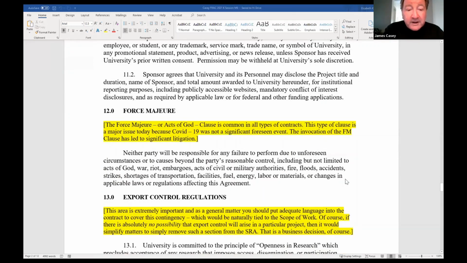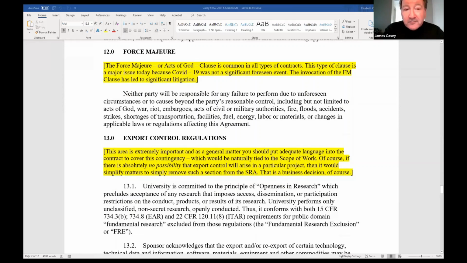Force majeure, here we go. That's what I was talking about earlier. I don't need to really hammer too much more. I'm happy to answer questions offline. But there is significant litigation in the United States presently based upon force majeure clauses in contracts, not even research administration contracts, just in many contracts, period. So keep an eye out for that.